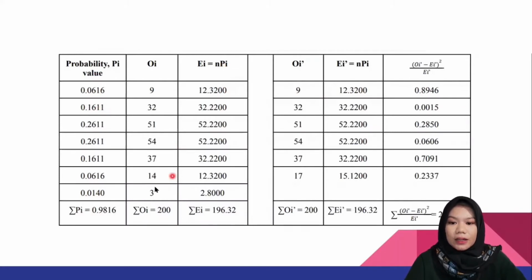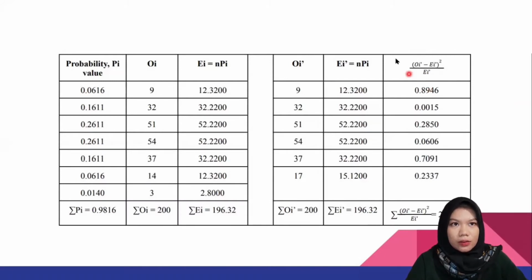Because the last variable is less than 5, we combine it into both columns. We do the same for the expected value, so we got this new table. This one is still the frequency, this one is still the expected value, and the last one is the chi-square test.